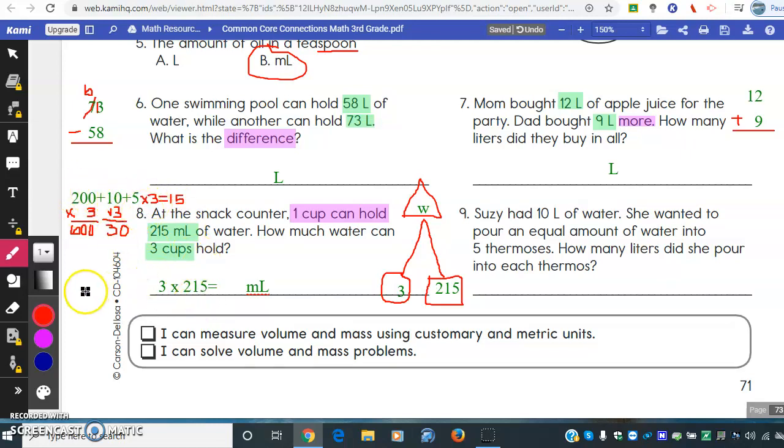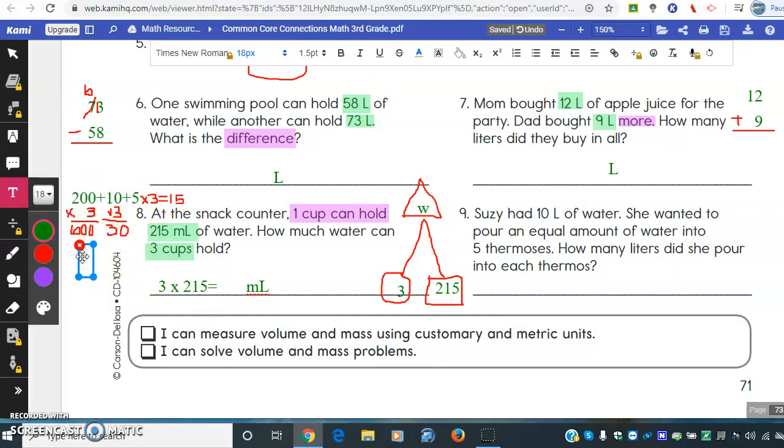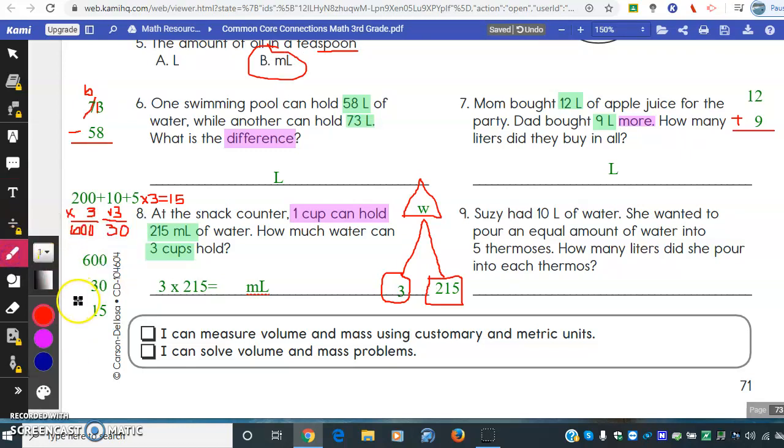10 plus 15. Now what I'm going to do is take those red numbers that I just came up with and add them all together. 600 plus, better move it over, 30 plus, better move it over, 15. When you add all those together, let's put our addition sign in there, you will know the answer to this problem, 3 times 215. Add up your ones, 0 plus 0 plus 5, your tens, 0 plus 3 plus 1, and your hundreds, 6 plus nothing plus nothing.